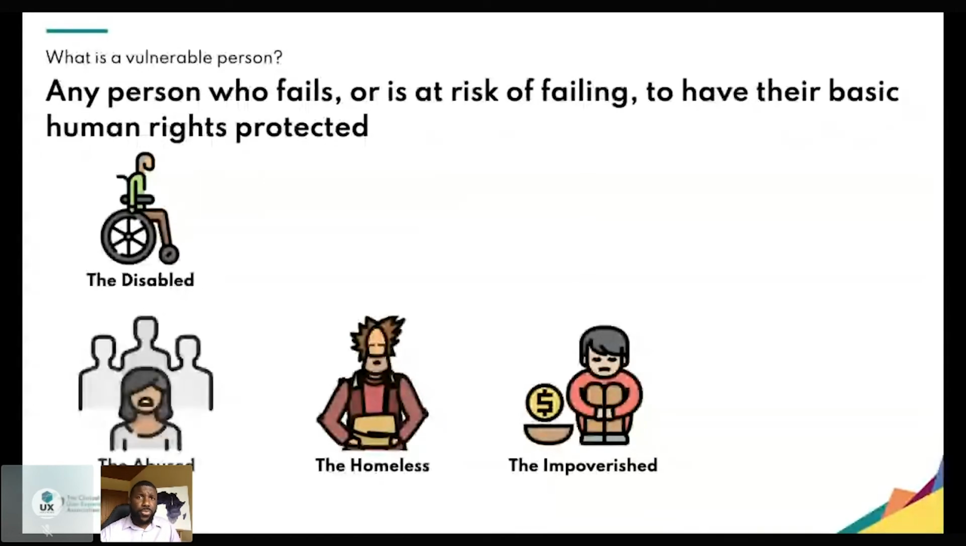Then we're looking at the abused. And in this case, I'm talking about someone who may be suffering from some form of domestic violence. And we see a picture of a woman in here who is supposed to represent someone who's isolated, but it can also be a man.